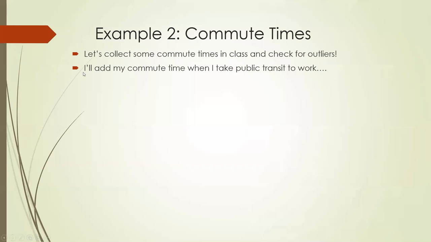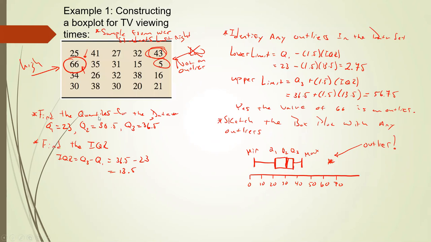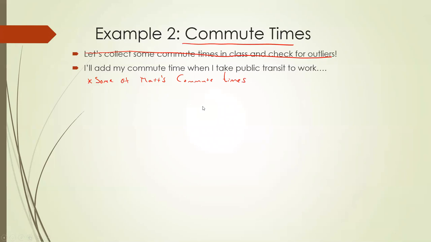So I want to do an example about commute times, and I'm going to change it. Usually when we have this class in person, I ask people what their commute times are. So what we're going to do is use some of Matt's commute times. This is exactly what a test question would look like. Okay, a test question would literally look like this, but now I'm just doing another one. And I will post an old test for you so you can see. Does that sound okay?